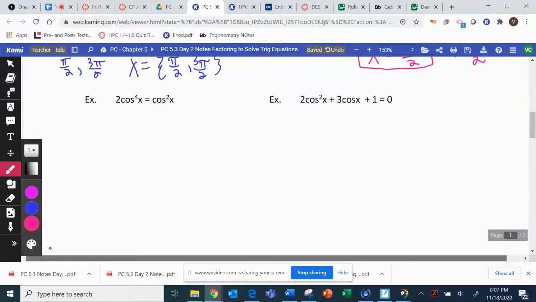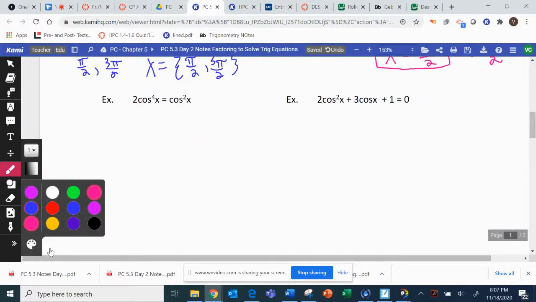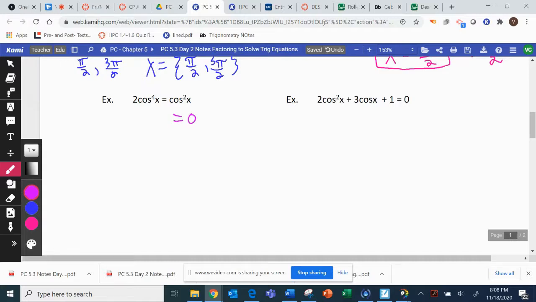All right, the next one. In order to solve by factoring, it has to be set equal to 0. So we cannot start this one until it says equals 0. So I'm going to subtract cosine squared x from both sides. I will have 2 cosine to the 4th x minus 2 cosine squared x equals 0. Now I'm allowed to factor, and my first step of factoring: is there a greatest common factor?